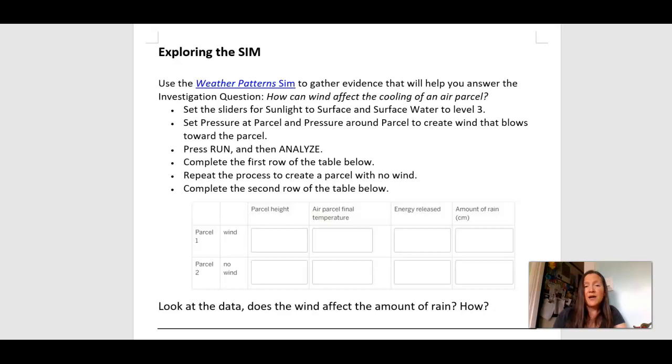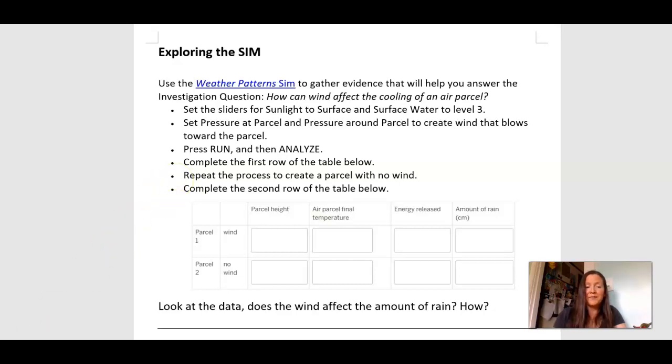Now we're going to look at how wind functions by using the sim. So in our weather patterns sim, we're going to gather some evidence about exactly how the wind can affect the cooling of an air parcel. So we've got some instructions in our packet of how we're going to set up the sim. We've got a table that we're going to collect some data on, right? Okay, so here's our table. Here's our directions.